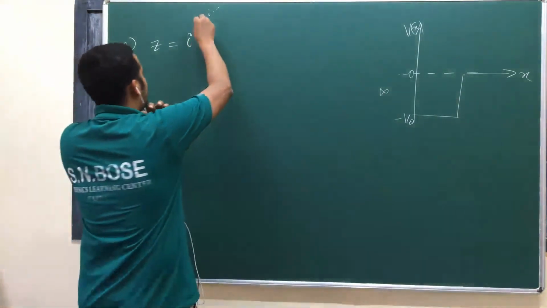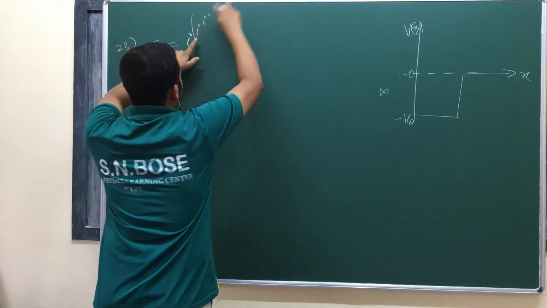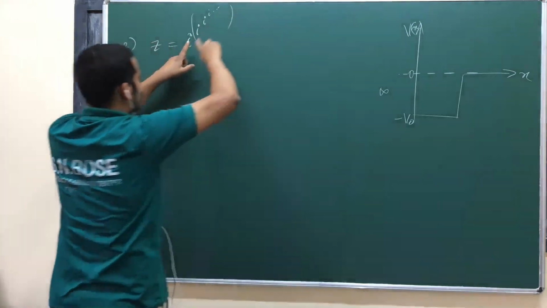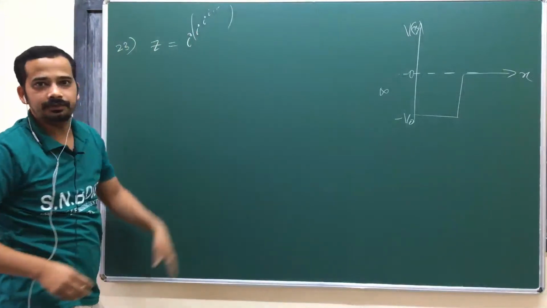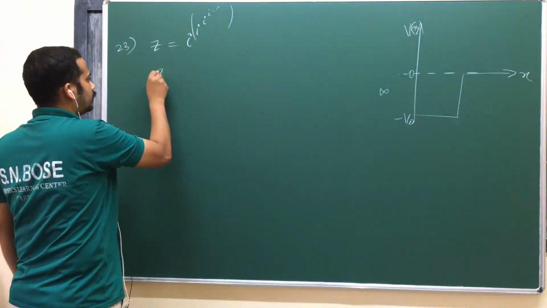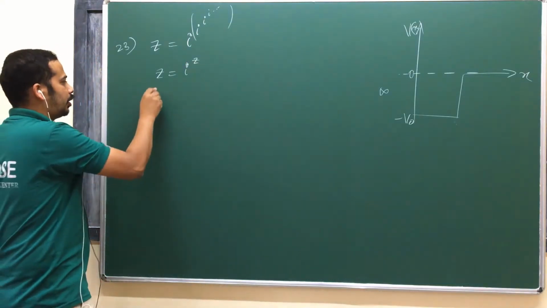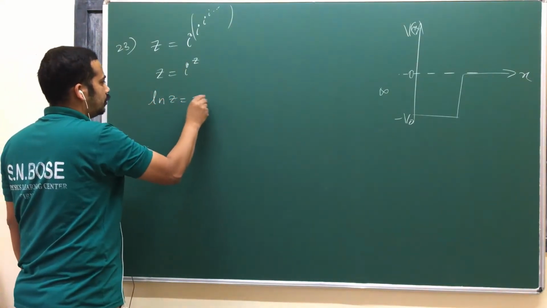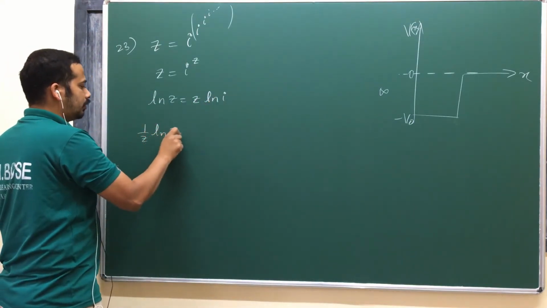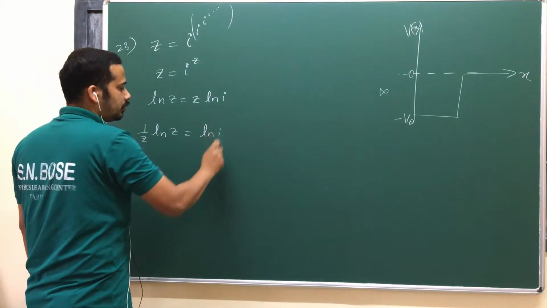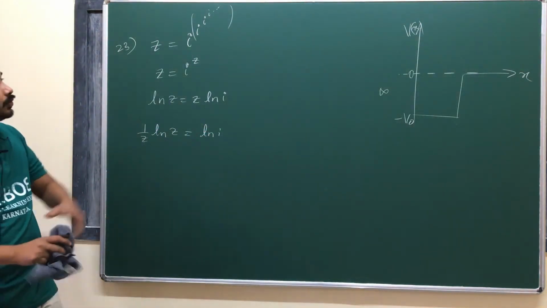Now look here. If you just put a bracket here, this is also i power i in infinite steps, isn't it? That's why whatever is in the bracket is Z again. So you can write Z is equal to i power Z. Apply log: log Z is equal to Z log i. So 1 by Z into log Z is equal to log i. Very simple question, but you should get that idea.